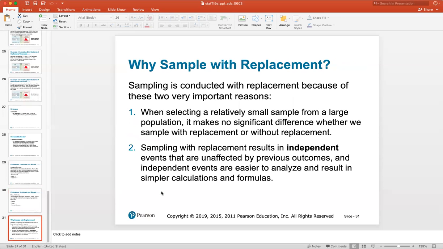Keep in mind this. Now you see sampling is conducted with replacement because of two very important reasons. When selecting a relatively small sample from a large population, it makes no significant difference whether we sample with replacement or without replacement. But sampling with replacement results in independent events that are unaffected by previous outcomes, and independent events are easier to analyze and result in simpler calculations and formulas. We'll see some examples of that.